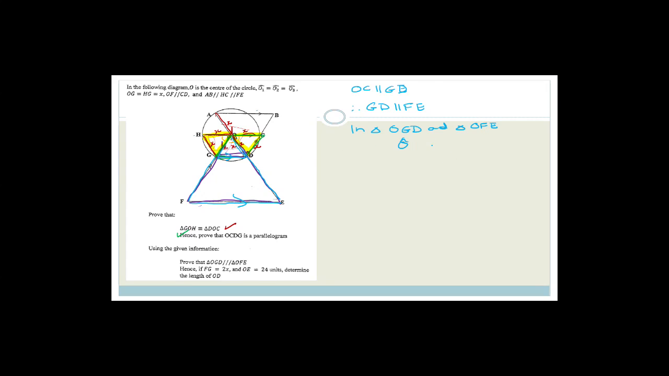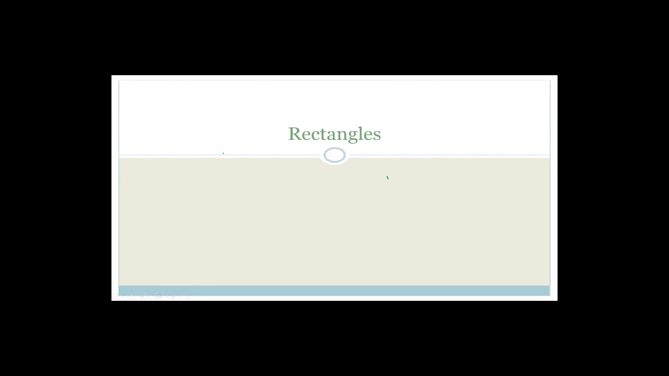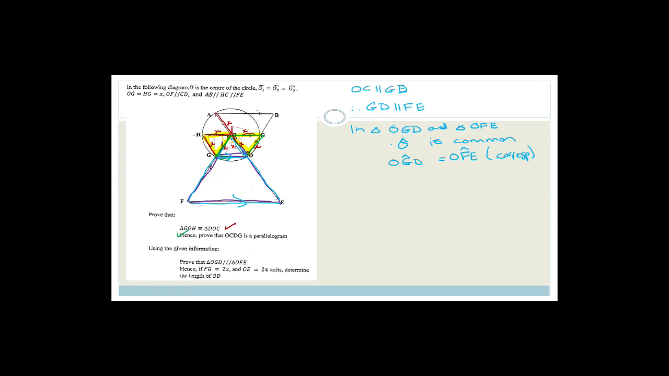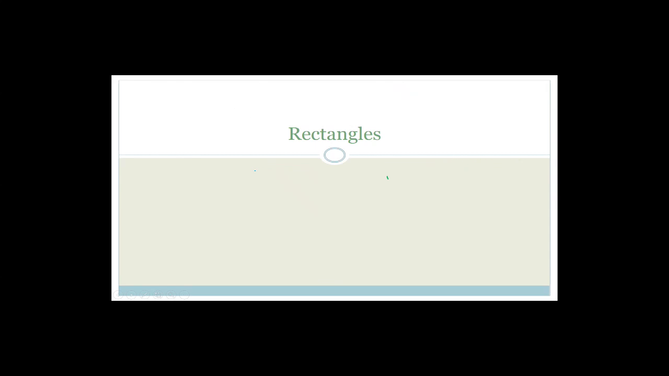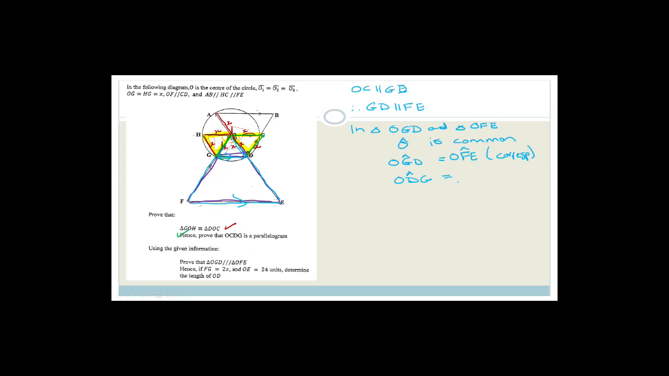O is common. Angle OGD is equal to angle OFE. Why? Because they are corresponding angles. We also know that angle ODG is equal to angle OEF, why again, corresponding angles.